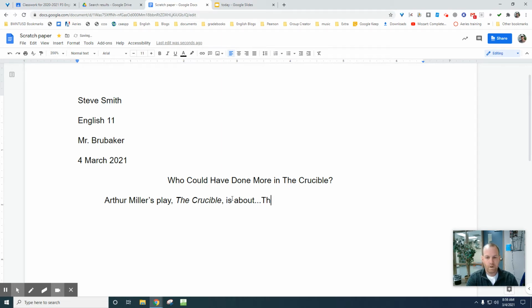Now, what happens throughout the play? And this is really where you're going to make a statement about the witch hunts, the chaos that occurs, the court scenes, that kind of stuff. So throughout the play, what's the conflict? What's going on? What's really the problem that the people in Salem have? And again, that may be one sentence or maybe a couple sentences. And then finally, you're going to get to your thesis statement. And again, you're going to make an argument about who could have done more in this play.